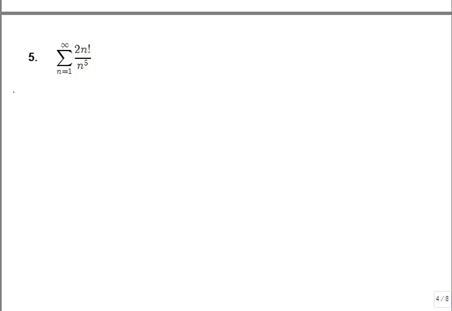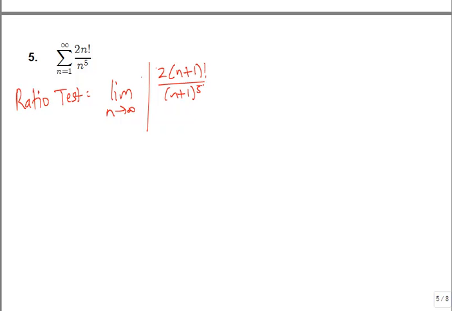So if I take a look at my ratio test, I need to take the limit as n goes to infinity of the absolute value of the nth plus 1 term. So we're going to plug in n plus 1 in for these n's. So it'll be 2n plus 1 factorial over n plus 1 to the 5th divided by the nth term.